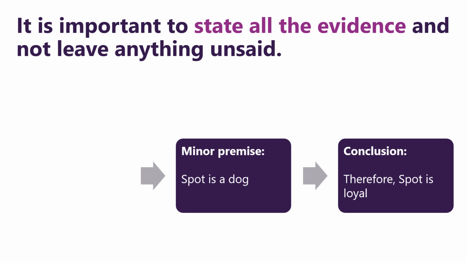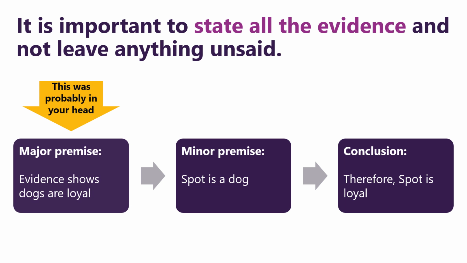It's also really important to state all the evidence and not leave anything unsaid. Here we have a minor premise that Spot is a dog, and a conclusion that suggests Spot is loyal. Now, there's a missing piece of evidence here. If I add in the major premise, this starts to make more sense. The major premise is that evidence shows dogs are loyal, and now the argument follows. In this case, the first premise was probably in your head already, but it wasn't written down.